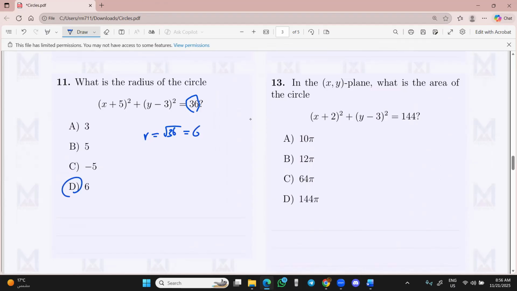Number 13, in the xy plane, what is the area of the circle? This circle, the area is what? If you want to get the area, you need to remember the formula: area is equal to pi r squared. Just write pi. What is r squared? Here it is, the 144. 144 is r squared because that's written inside the formula itself. No need to get r and then square the number. It's already given, r squared, 144. So pi times 144, which means 144 pi.